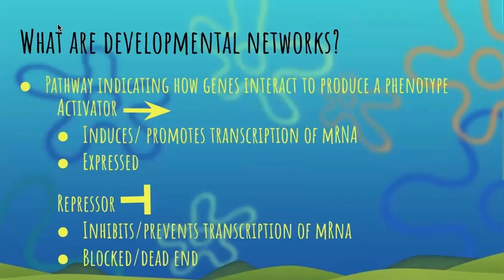Before we begin, let's talk about what developmental networks are. They're pathways indicating how genes interact with each other to produce a phenotype. In a pathway, we'll see activators and repressors. Activators induce or promote transcription of mRNA. We can think of these as a green light, and they're indicated as arrows. Next, we have repressors, and they inhibit and prevent transcription of mRNA. We can think of these as blockers or dead ends, and they're represented as T bars.